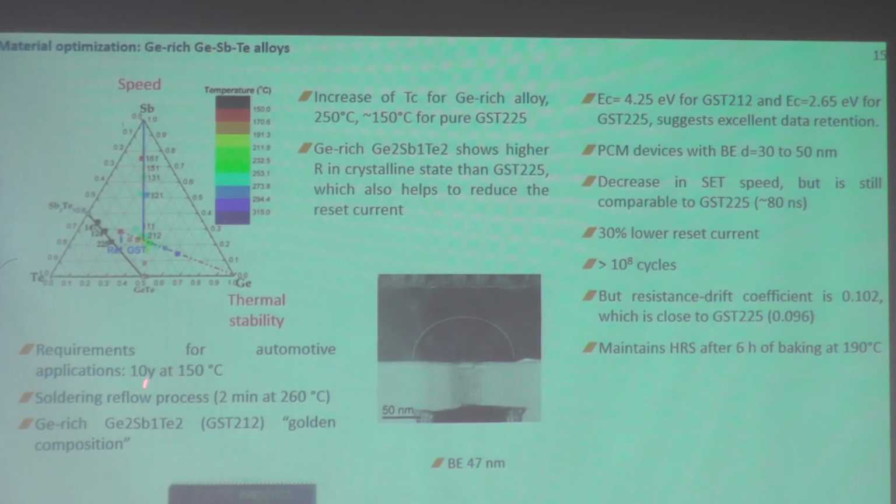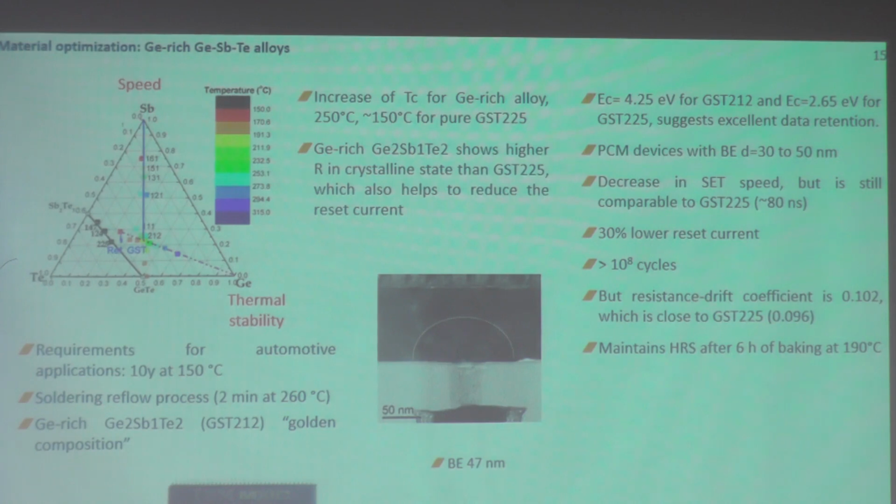For this golden composition 212, it was found that the crystallization temperature increases a lot to 250 degrees C. For pure GST, this is in the range of 150, 160. Also, this composition, germanium rich GST, shows higher resistance in the crystalline state than GST 225. This also helped to reduce the reset current.